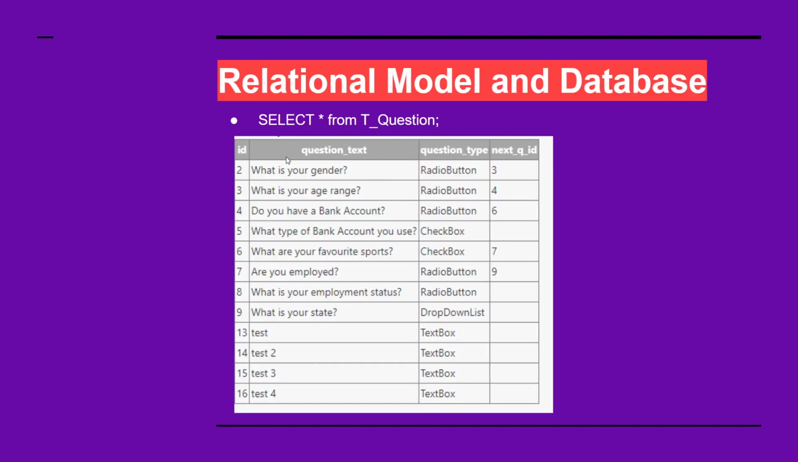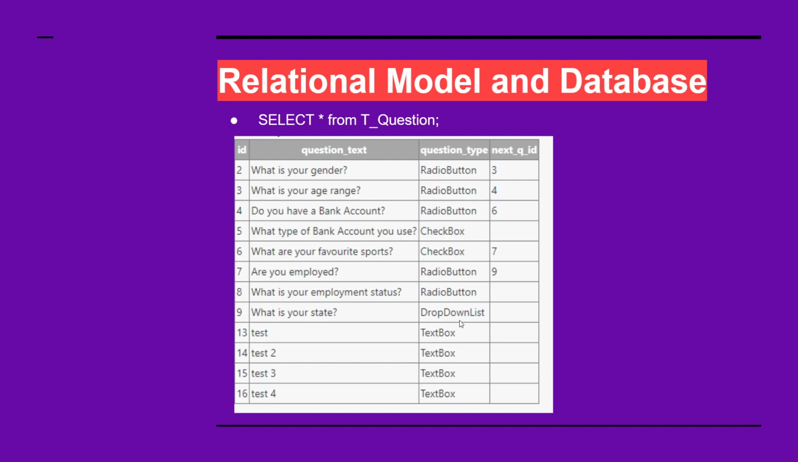So in the questions table, you will have this data. So for example, what is your gender, radio button. What type of bank account you use. So do you have a bank account? Then what type of bank account? Check boxes, because the user might have multiple bank accounts, so check boxes. So what is your state?